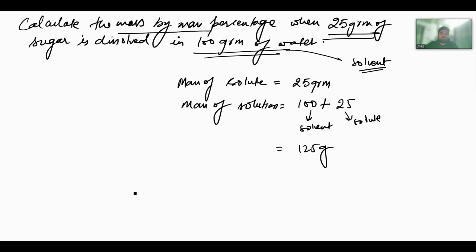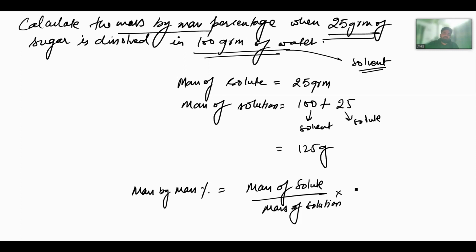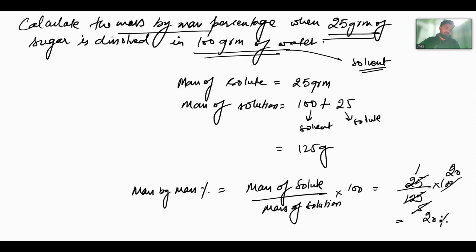Now mass by mass percentage is equal to mass of solute upon mass of solution into 100. Note it down, that is 25 as the mass of solute upon 125 into 100. Calculate it. 25 ones are 25, 25 fives are 125, you cut it by 5, and we get 20%. Got it?